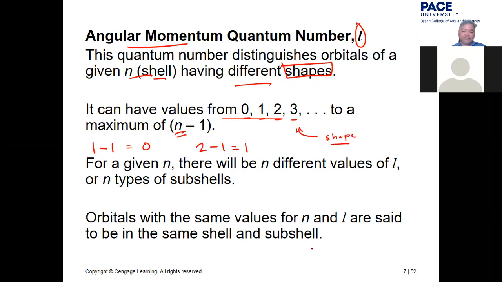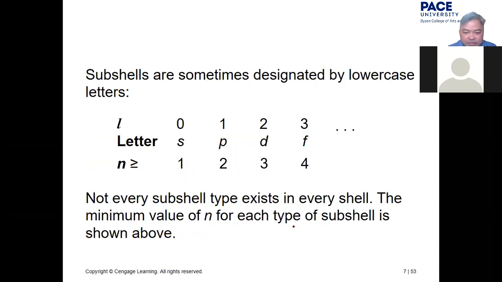Okay. So if you're going to look at them, we can designate small letters to these. When L equals 0, you could say it's an S. When L equals 1, it's a P. When L equals 2, you can designate it as a D. When L equals 3, you can designate it as an F.